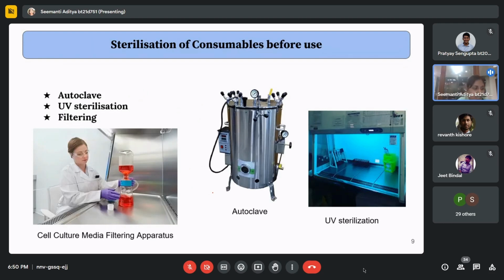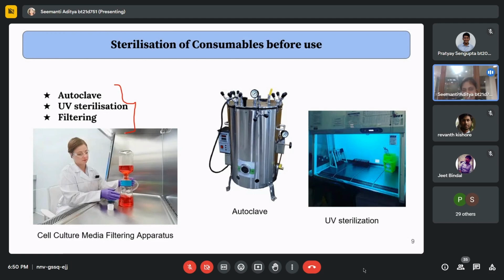So what kind of sterilization do we need to follow? There are different kinds of sterilization: autoclave sterilization, UV sterilization, and filtering the apparatus, filtering the media. Most commonly, all these three techniques are used.